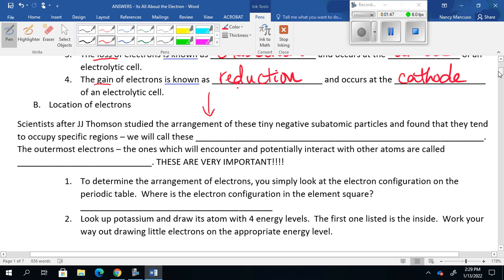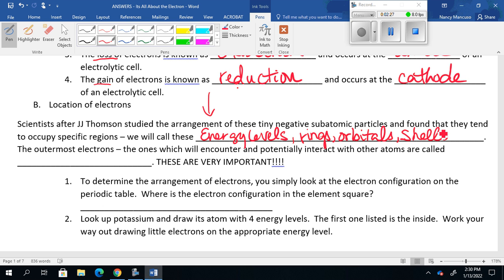Now we're going to move on to some new stuff. So scientists after J.J. Thomson studied the arrangement of these tiny negative subatomic particles and found that they tend to occupy specific regions. Okay, we have a lot of names for these areas within an atom. We call them energy levels. Like you can level up, like there's different levels around inside of an atom. Or we call them rings or orbitals or shells. So a lot of names for these, but it's all of that plum pudding area where our electrons are in an atom.